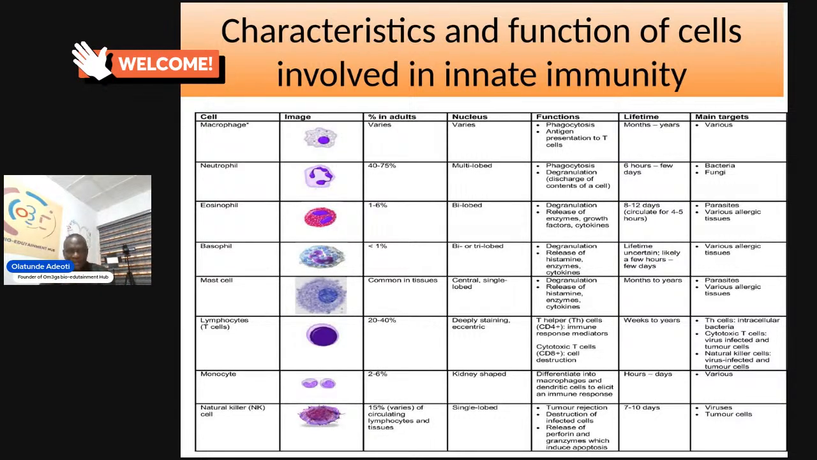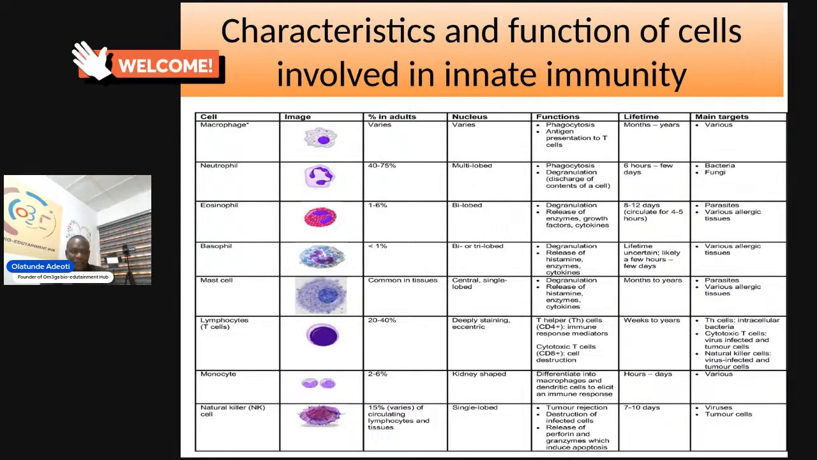The fifth one is the mast cell, and this is the structure, and it is very common in all tissues, and it has a central, single lobe, and it also performs the function of degranulation, release of histamine, enzymes and cytokines. It can last for several months to several years, and it is also involved in parasitic control of the body. That is, it protects the body from parasitic infections like malaria, trypanosomiasis and so on. Then it also performs its function in various allergic conditions.